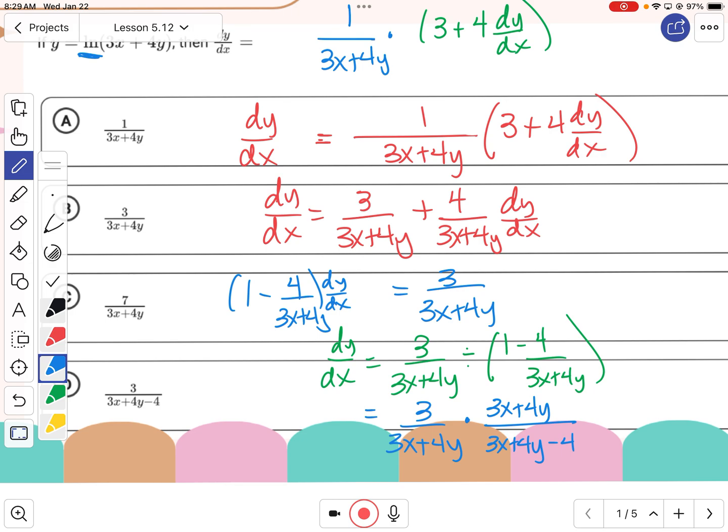Do you see where I got that? I got a common denominator here for this one. So this would have been 3x plus 4y minus 4 over 3x plus 4y. And then I keep, change, flip it. And so then my 3x plus 4y is going to go away, and it leaves me 3 over 3x plus 4y minus 4, which is D. Just some nasty algebra right there.